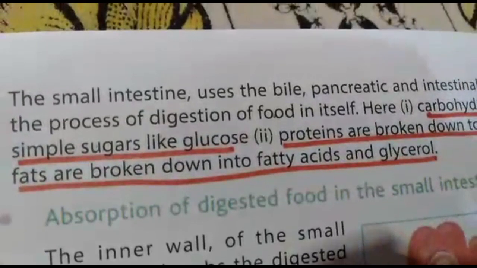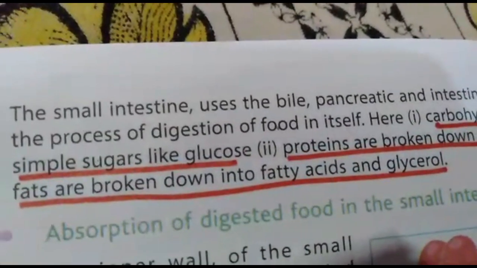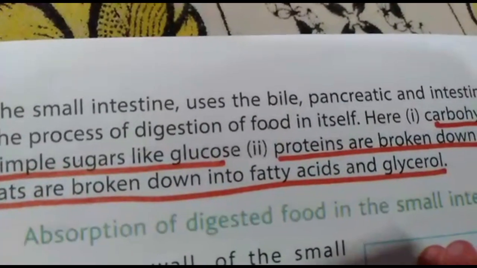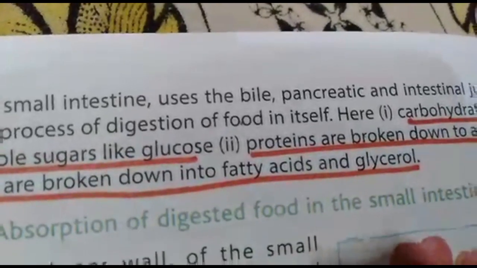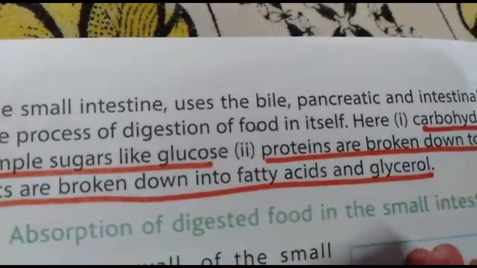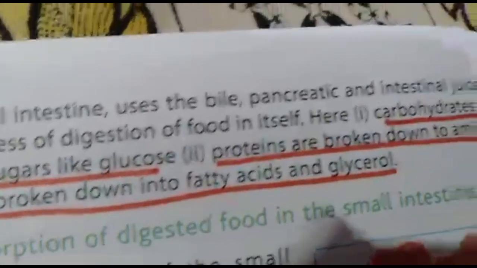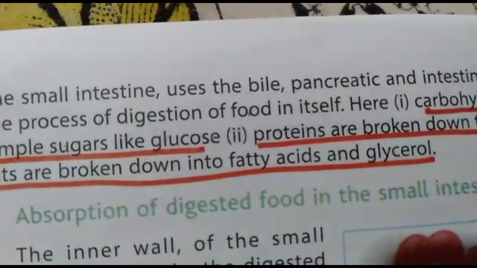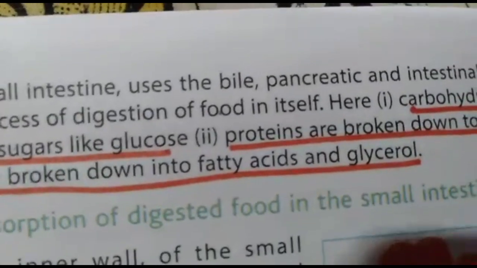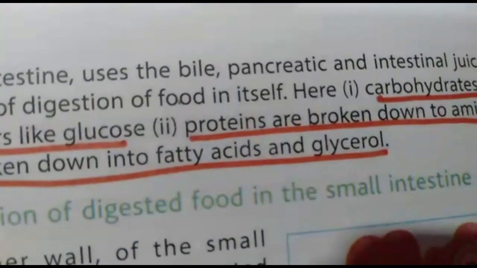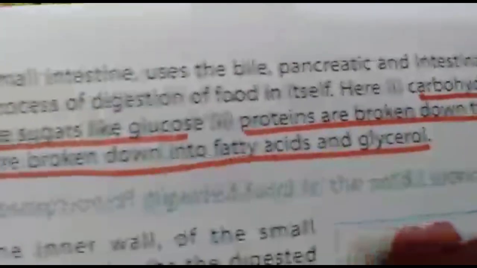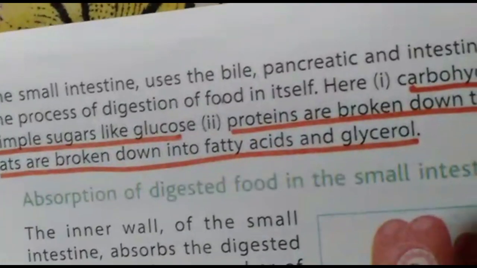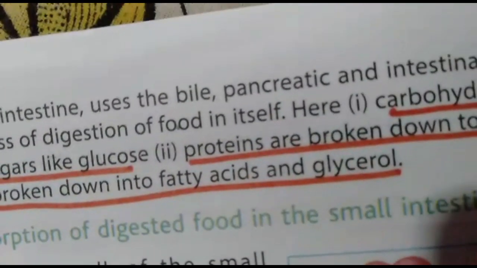Now what does the small intestine do? How are all these secretions used in the small intestine? The use of bile, pancreatic juice and intestinal juice: during the process of digestion, carbohydrates are digested into simple sugar like glucose. Proteins are broken down into amino acids, and the fats are broken down into fatty acids and glycerol.